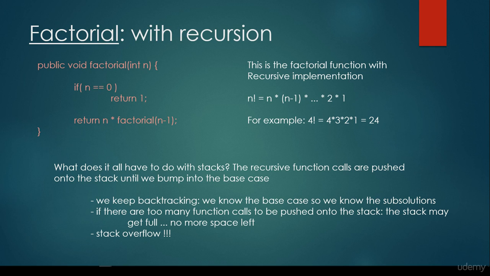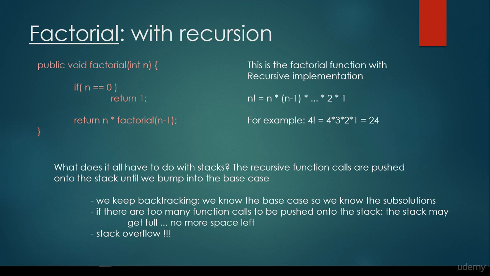So for example, let's consider the factorial algorithm with recursion. This is the function with the recursive implementation. I'm not sure whether you are familiar with the factorial, but the definition is that n factorial, we usually denote it with an exclamation mark, so n! is equal to n times n minus 1 times ... 2 times 1. For example, the factorial of 4 is going to be 4 times 3 times 2 times 1, which is equal to 24.